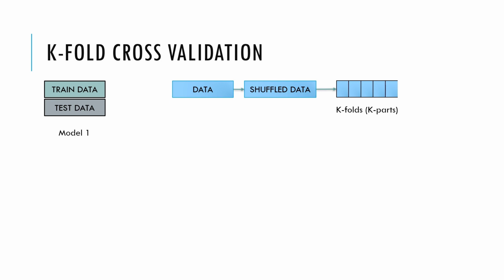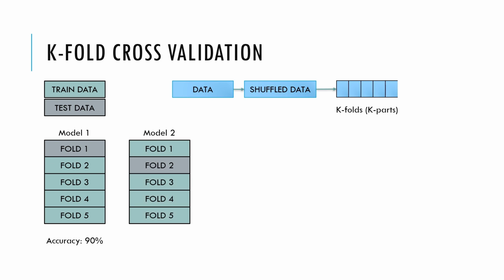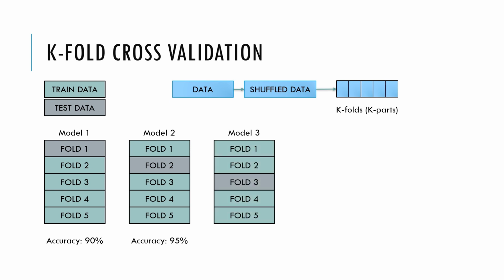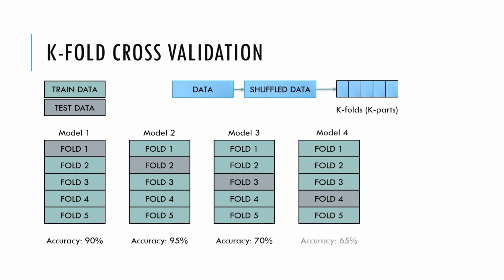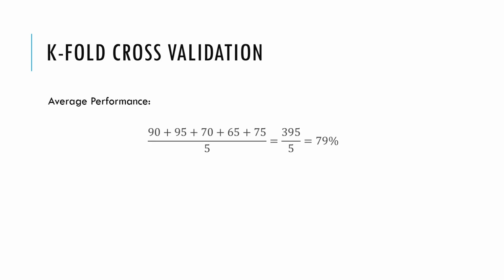For model 1, we choose fold 1 to be test data and the rest as the train data, and we get the accuracy as 90%. Similarly for model 2, fold 2 is the test data and the rest as the train data, and we get 95% as the accuracy. And similarly, till model 5 we get the accuracies for each model. Now we have selected all the folds as test folds in the 5 models. Now we will calculate the average accuracy, which comes out to be 79%.